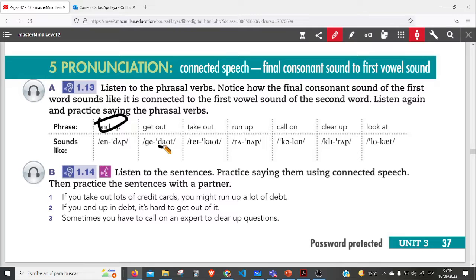Get out. Esa es, Carlos. Get out. No es get out. Aquí, here, we say take out. Take out. Yes, here, link. Run up. Run up. That's perfect. Here, call on. Call on. Nice. Here, you link the word clear up. Clear up. And clean up. Yeah, look at it.